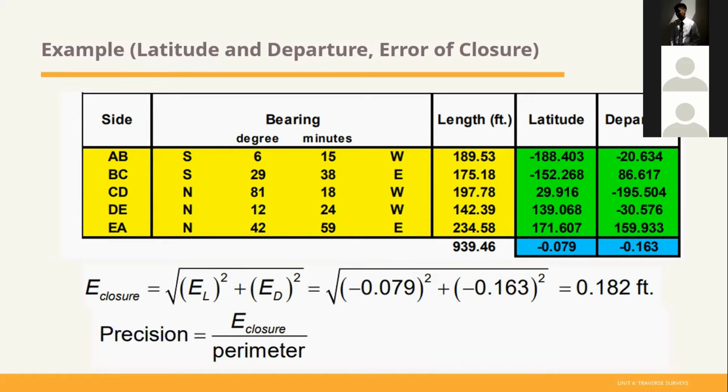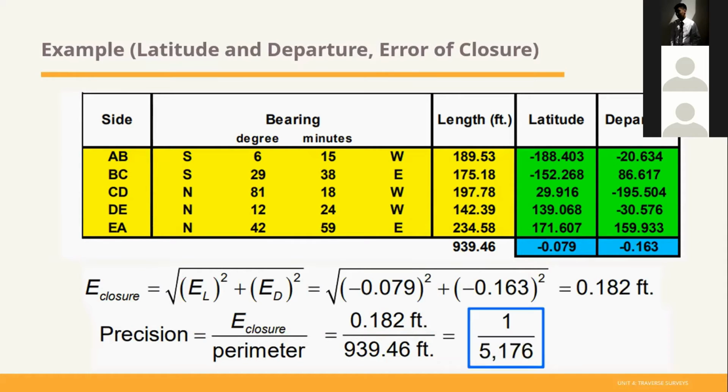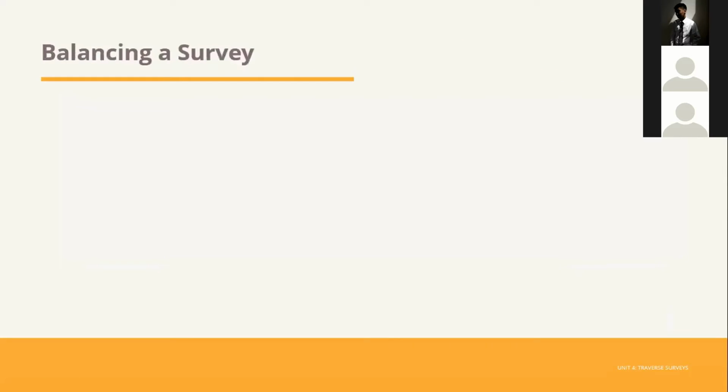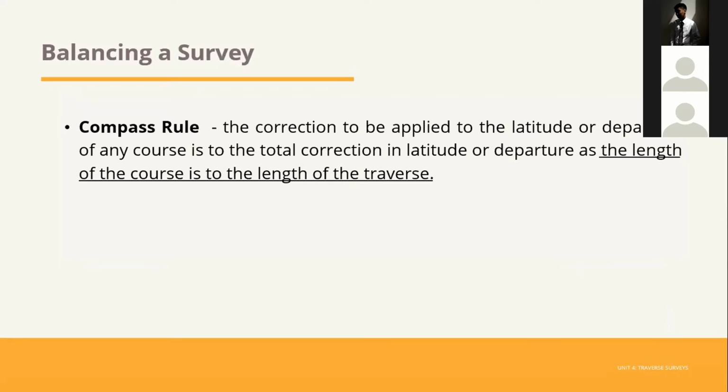And for our precision, we put the values again, and we will get 1 over 5,176. So for this example, our error of closure is 0.182 feet, and our precision is 1 over 5,176. Now let's proceed to balancing a survey. There are rules in balancing a survey.